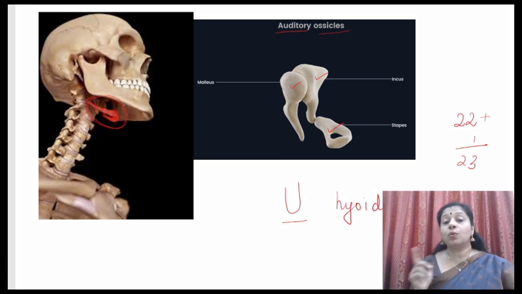There are two sets of ear ossicles, so in total it becomes 3 into 2, 6. So 29 bones are there in our skull region. The skull has 22, plus the hyoid, and 6 ear ossicles. There is a general question you should know: which is the smallest bone in our body? If that is asked, one of the ear ossicles, the stapes, is the smallest bone in our body.